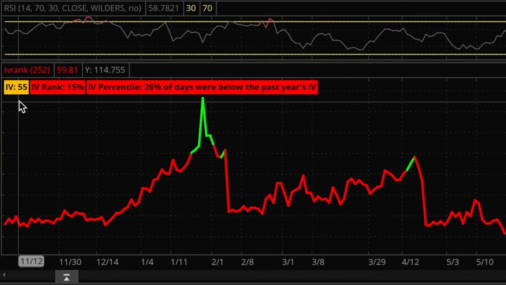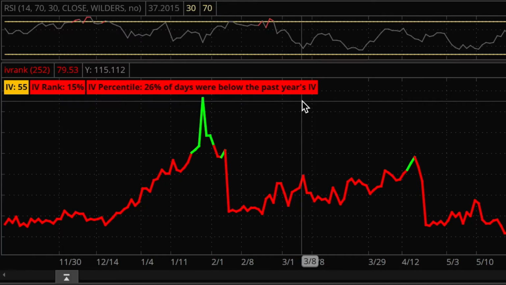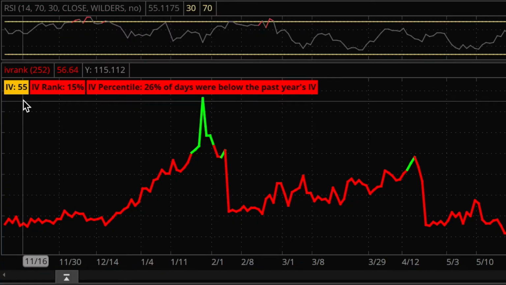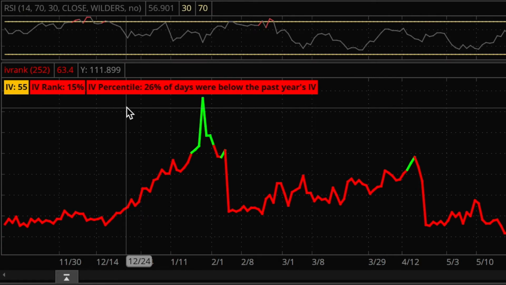And then in a similar fashion, the IV percentile indicator will look at all the past days over the previous 1 year and show you the percentage of days where the implied volatility is less than where it is right now. So currently only 26% of the previous days over the last 12 months saw an implied volatility less than 55%. So basically both of these indicators just show you a different way to analyze how relatively high or low the IV is for Snapchat right now.